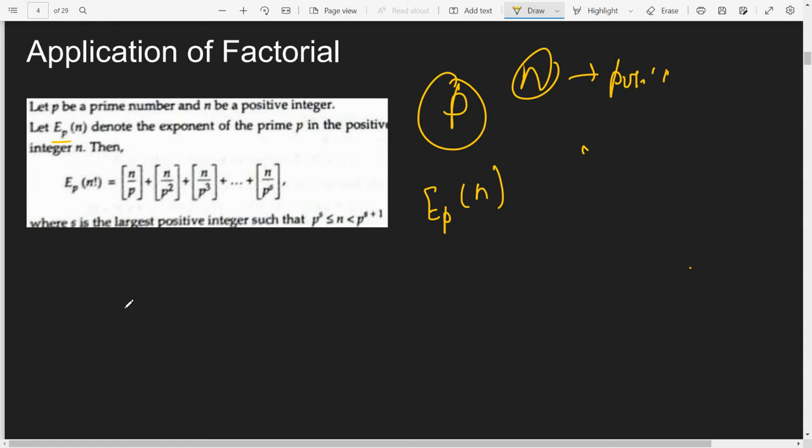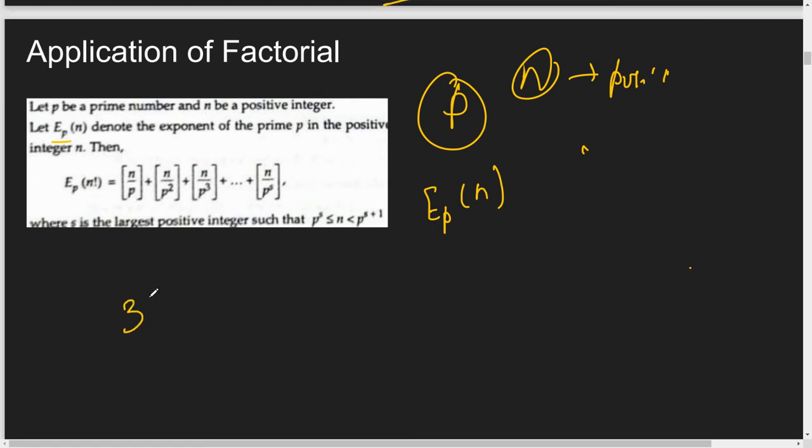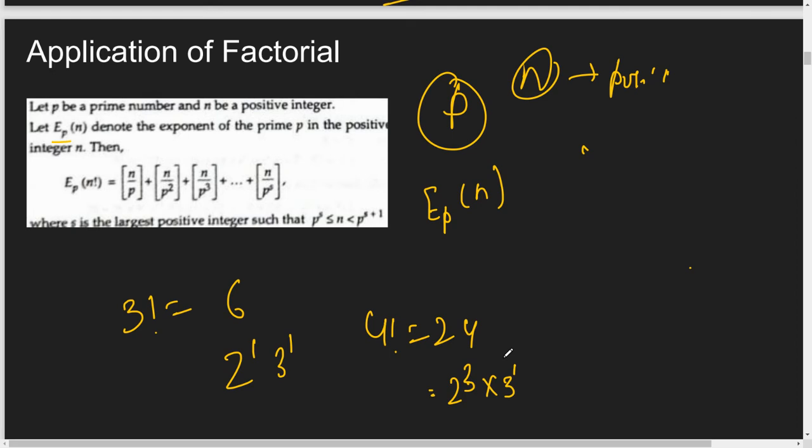So let's say 3 factorial, it is going to be 6, so 2 to the power 1 and 3 to the power 1. Let's say 4 factorial, it is going to be 24. It means 2 to the power 3 into 3 to the power 1. So these are the prime factorizations. So in 4 factorial, if we want to find the power of 2, we have 3. Okay, so E_p(n) denotes the exponent of prime p in the positive integer n.